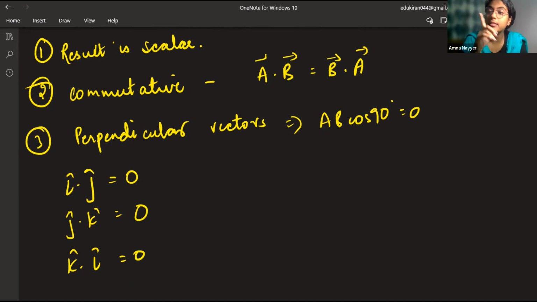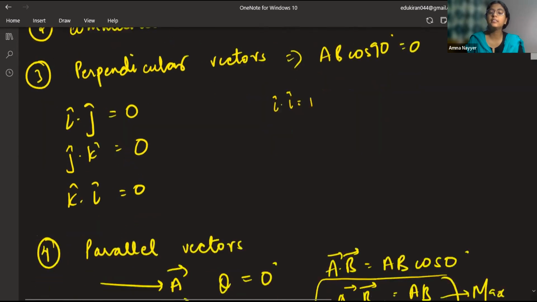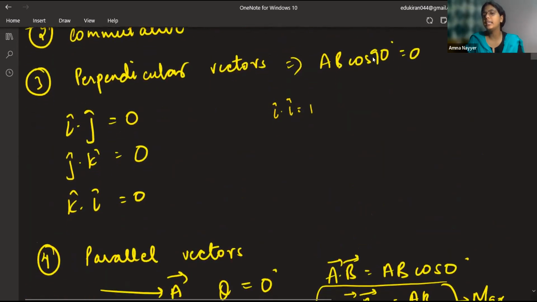And if two vectors are perpendicular in dot product, not cross, in dot product, the final answer will be 0. The reason behind it is that when two unit vectors are perpendicular, i dot j is always 0. i dot i will be 1, but i dot j will be 0. j dot k, k dot i, all these are 0. So that's why perpendicular vectors give 0. Otherwise, you can take it by 90 degree also. Cos 90 degree is directly 0.